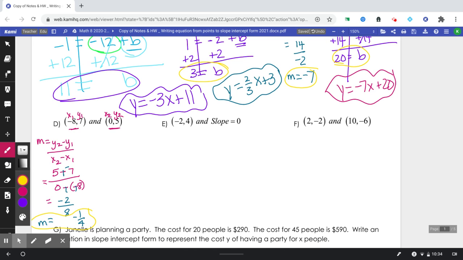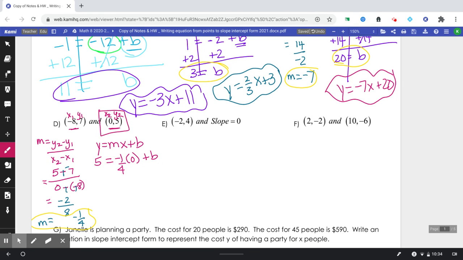Here's my slope. All right. Now that we found the slope, we're going to choose a point. Again, I'm going to use this one because there are no negatives. I'm going to plug in what I know into y equals mx plus b. So my y is 5, my m is -1/4, my x is 0, and my b is my unknown. I'm looking for that. Okay, I'm going to simplify.